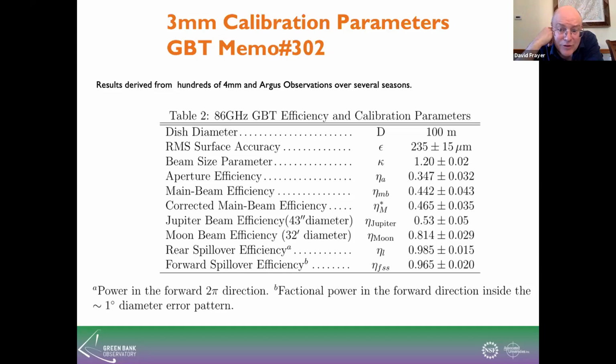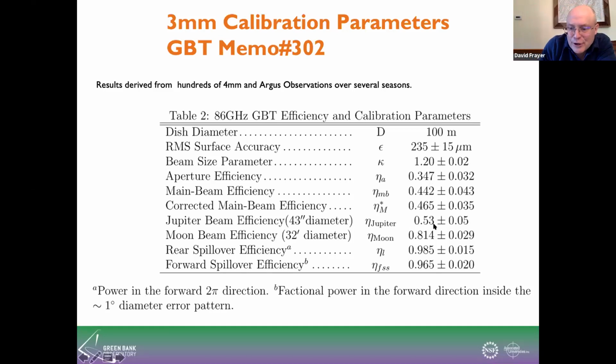Within the main beam, you're getting 44%. So if a point source is within the main beam, your main beam efficiency is 44%. As you look at larger and larger objects, your efficiency goes up because you're starting to pick up more of the beam pattern.